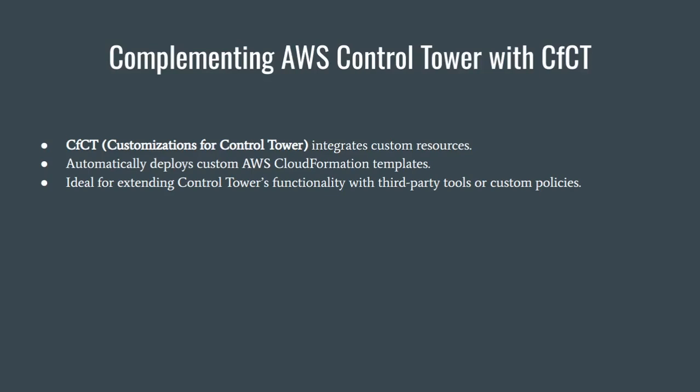To extend Control Tower's functionality, AWS provides Customizations for Control Tower, or cfct. With cfct, you can deploy custom resources across your AWS accounts using CloudFormation templates. For instance, if you need specific IAM roles or AWS Config rules deployed in all your accounts, cfct will help bridge those gaps. This is especially useful for deploying third-party tools or additional governance policies that aren't natively included in Control Tower.